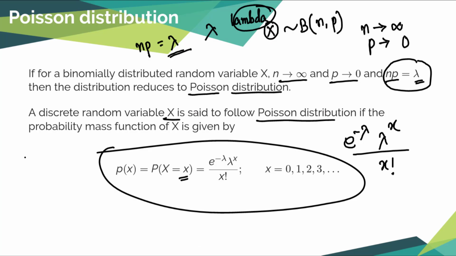Now, unlike binomial distribution where the number of successes is limited, it will be 0 up to n, right? In case of binomial distribution, the minimum number of successes can be 0, the maximum can be the number of repetitions. In case of Poisson distribution, there is no upper limit. The number of successes can be anything, because n here is not a fixed value, n is going to infinity. That's why the number of successes cannot be trimmed, right? So using this formula, we will find out the probability of exactly x successes.